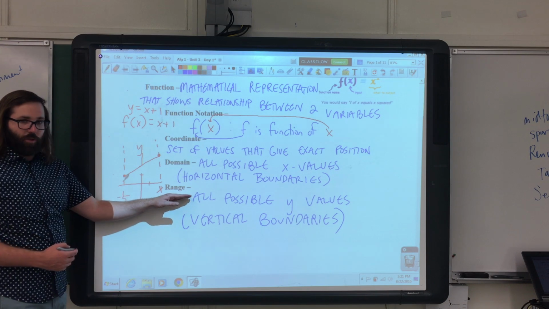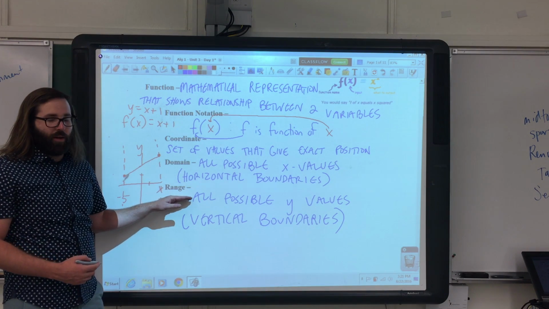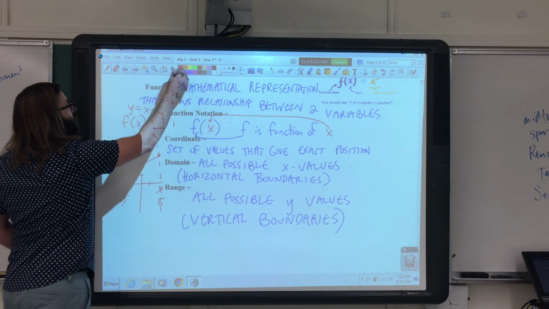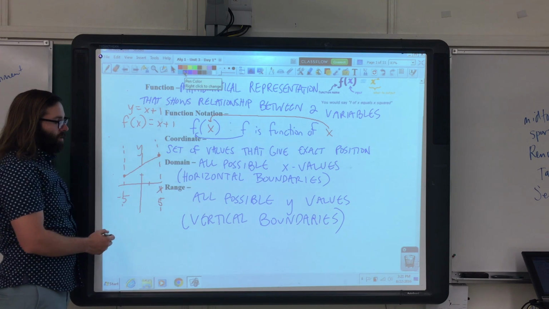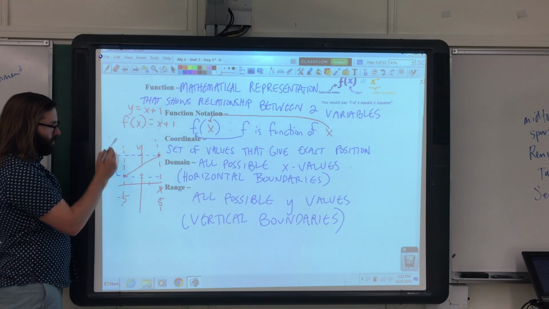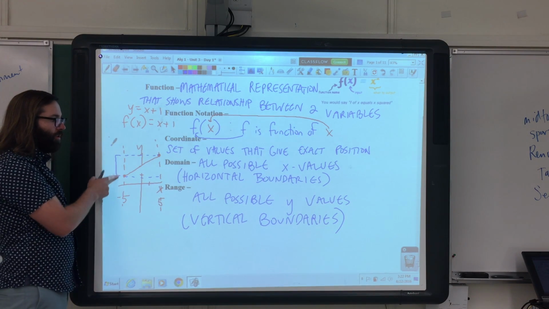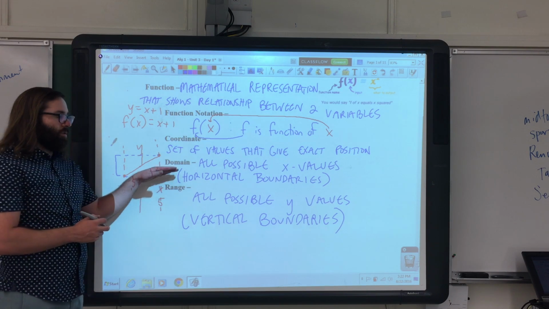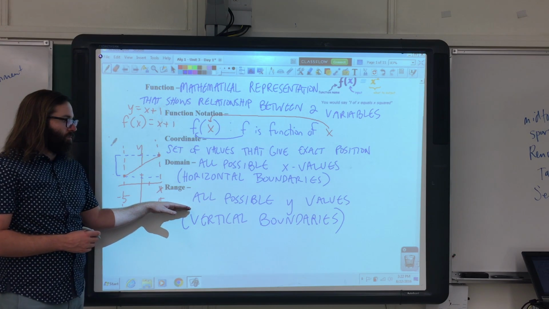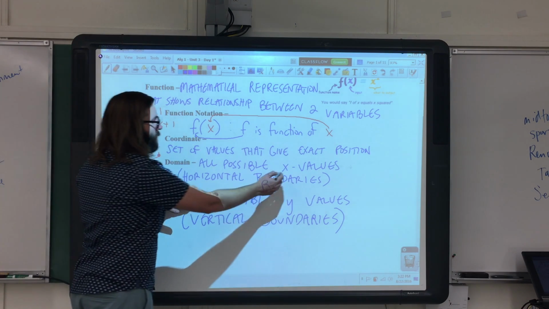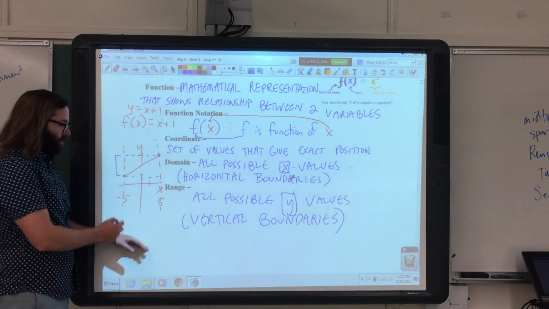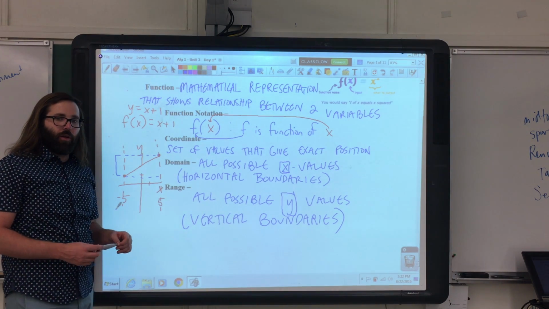If we're talking about range, that's going to be all possible y values. Okay, it's basically your vertical boundary, because y is our vertical axis. So for our range for this one, it would just be whatever these points are. Between these points is our range. Okay? So domain is just x values, range is y values. And make sure all possible x, all possible y values. Make sure you can tell the difference.